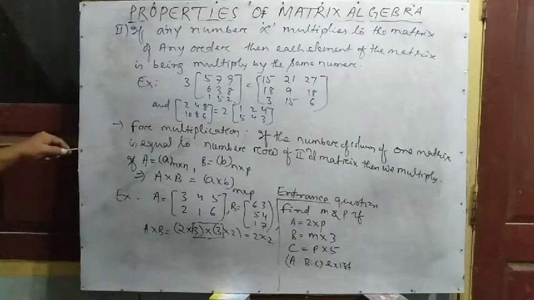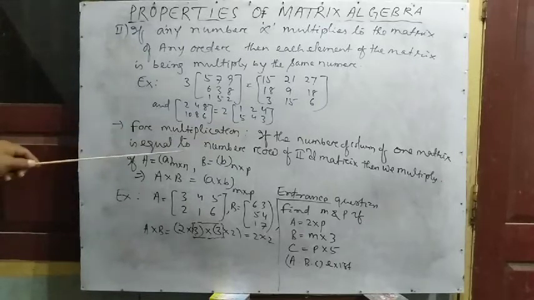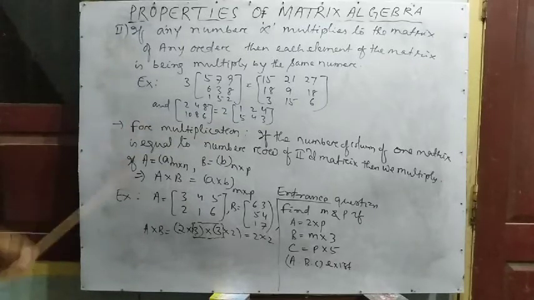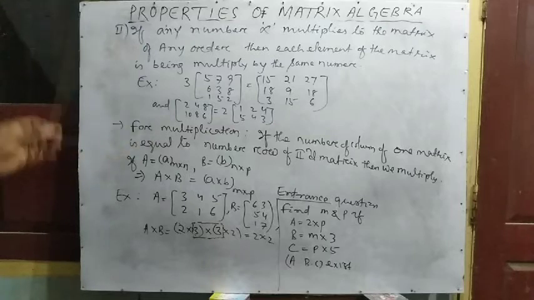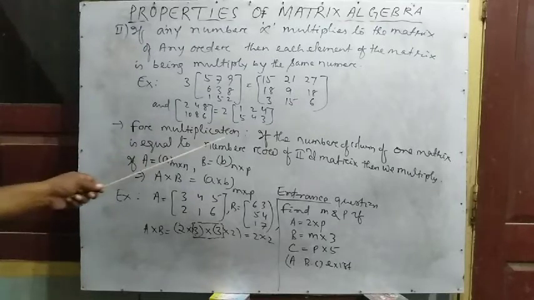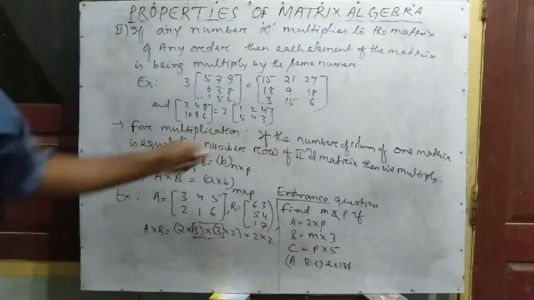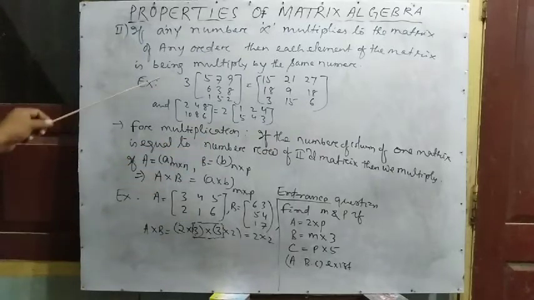Suppose a question comes in the exam: what is the condition for multiplication? The condition for multiplication is the number of rows of the first matrix. In the first matrix, how many rows are there?